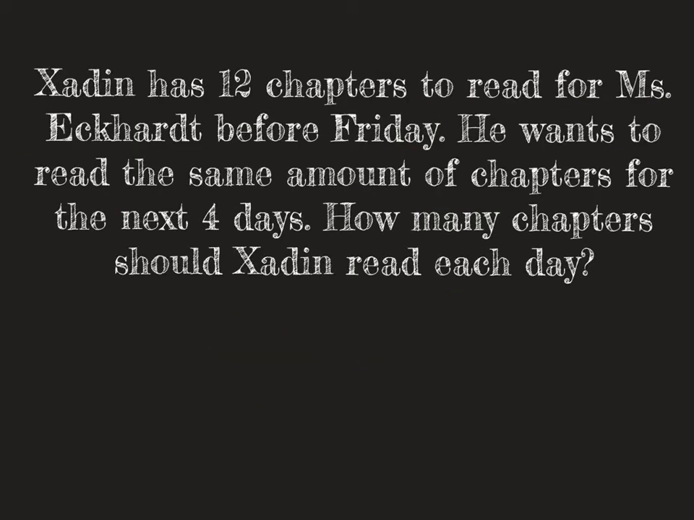Okay, this problem says that Zayden has 12 chapters to read for Miss Eckhart before Friday. He wants to read the same amount of chapters for the next 4 days. How many chapters should Zayden read each day? Okay, so we know the total of this is 12, so it's going to equal 12. And then it says for 4 days. In order to solve how many chapters he needs to read each day, we're going to divide 12 divided by 4 to get our answer. Well, the opposite of division is multiplication, so we're going to do 4 times X to write our equation.